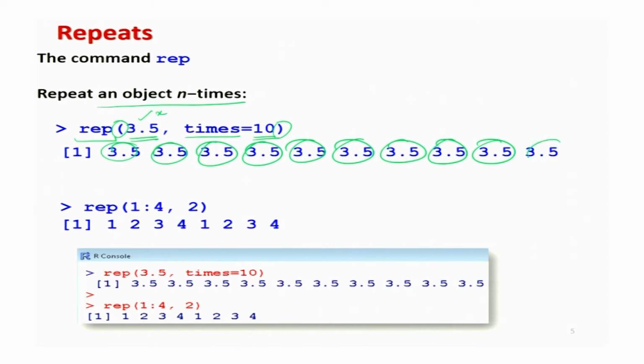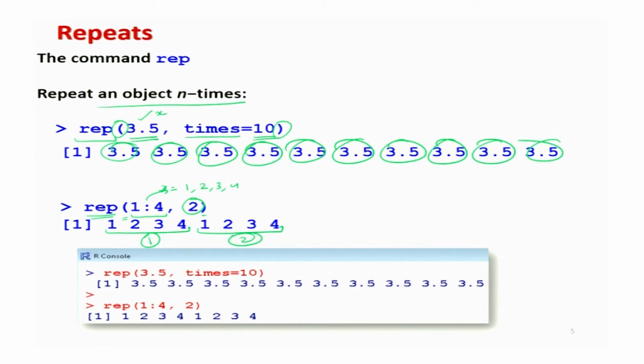Similarly, if you write rep and then within the parentheses 1:4, what is the meaning of 1:4? Now you know this is 1, 2, 3 and 4. This is your x, a vector, and then you write 2. Then it is going to repeat it 2 times. You can see here 1, 2, 3, 4 one time and 1, 2, 3, 4 two times, that is 2.